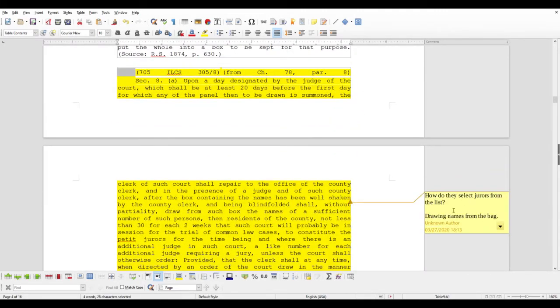Another question: how do they select jurors from the list, right? So they have this list, and basically they need to whittle the list down. How do they do that?